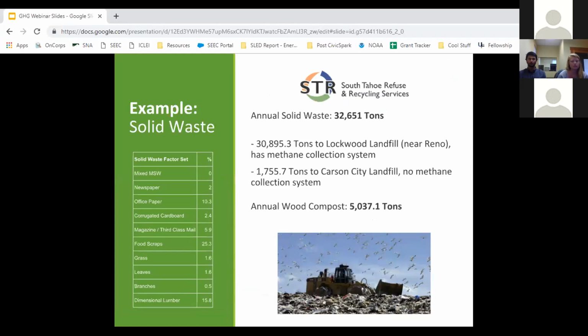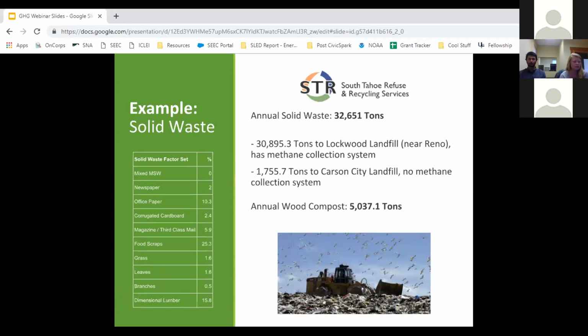So this data is from South Tahoe Refuse, and you can either get the waste characterization from CalRecycle or the waste company if they have it available. And you'll see here that about 95% of South Lake Tahoe's waste went to Lockwood landfill near Reno, and they do have a methane collection system. And then about 5% of it went to the Carson City landfill with no methane collection system.